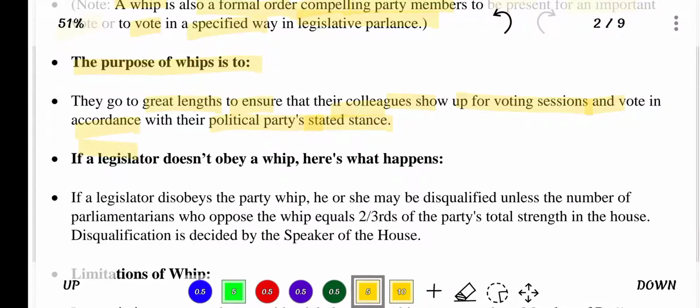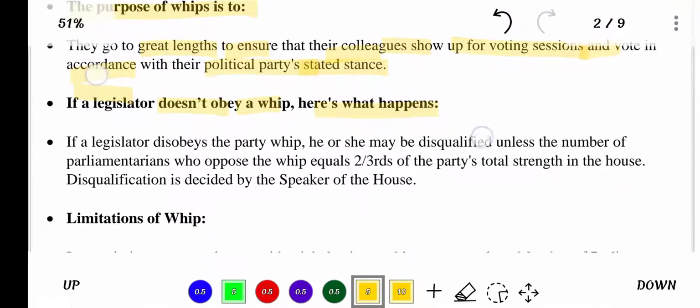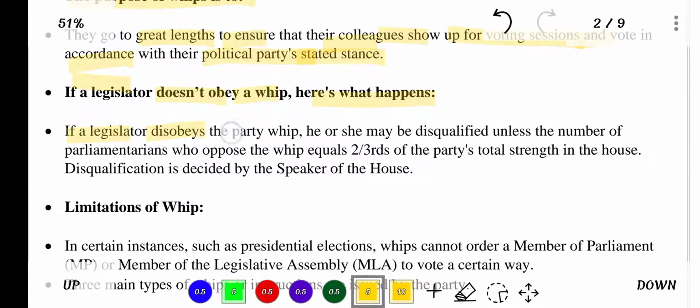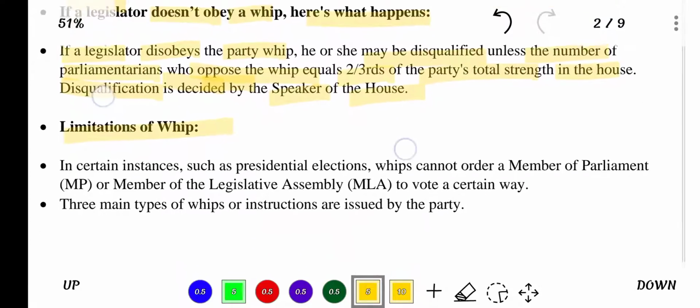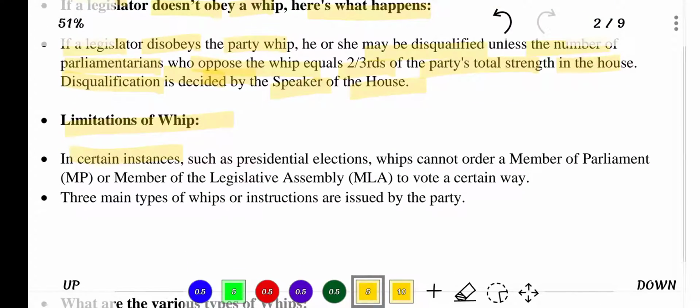So if a legislator doesn't obey a whip, here's what happens. If a legislator disobeys the party whip, he or she may be disqualified unless the number of parliamentarians who oppose the whip equals two-thirds of the party's total strength in the House. Disqualification is decided by the Speaker of the House. The limitations of whip: in certain instances, such as the presidential elections, whips cannot order a member of parliament (MP) or a member of the Legislative Assembly (MLA) to vote in a certain way.